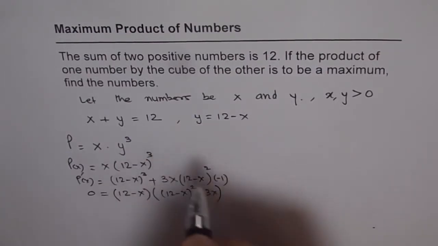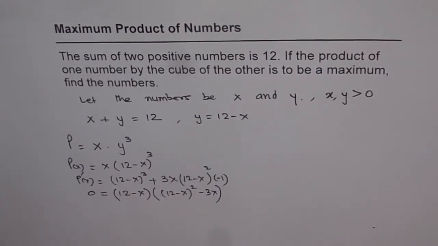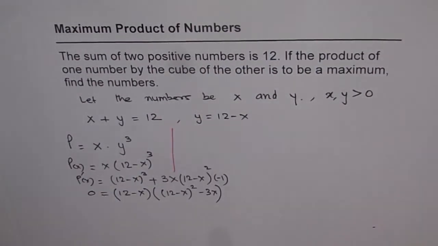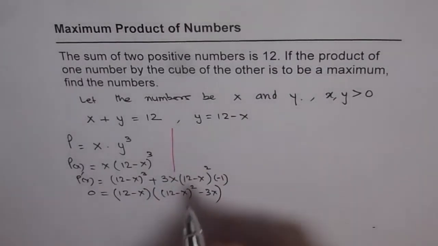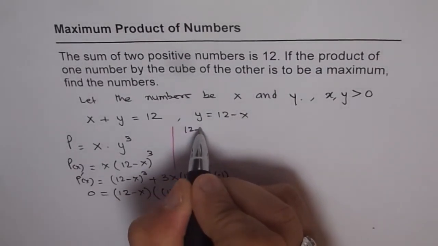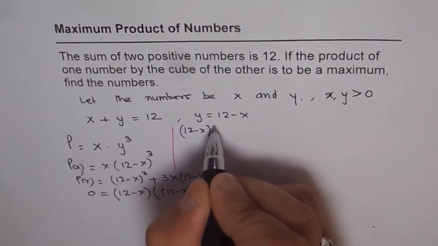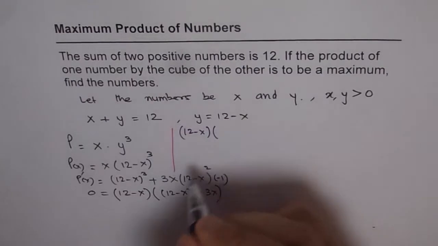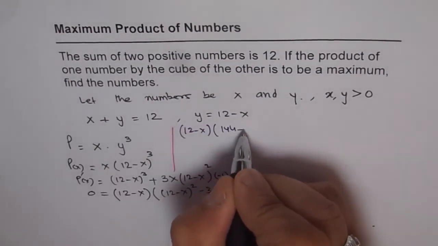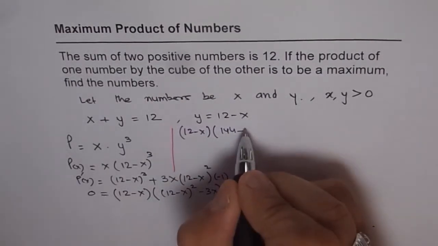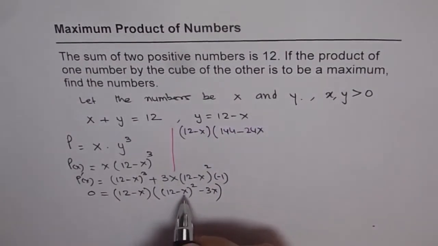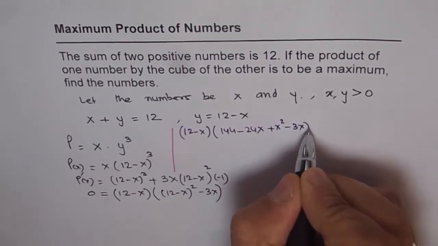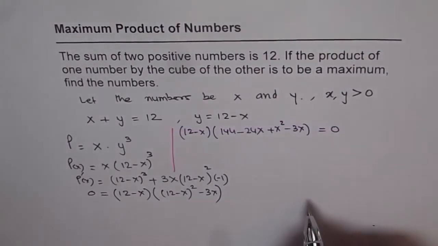So let me write down this equation on the right side and then further solve it. So what I get here is 12 minus x times, we'll expand this. So this square will be 144 minus 2 times ab, which is minus 24x, plus x square, plus x square minus 3x, and we want to equate this to 0. This is what we're trying to figure out.